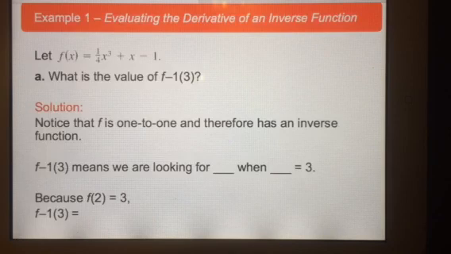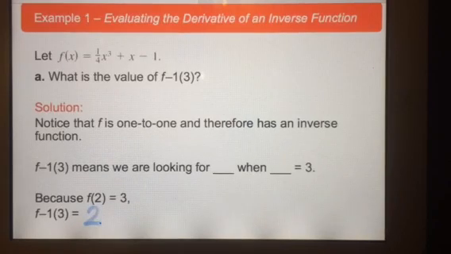Now, just by inspection or just by guess and checking, we can see that f of 2 is equal to 3. And so, the value of f inverse of 3 is equal to 2. Another way of finding this is by the use of a calculator, either by looking at the graph or looking at the table.